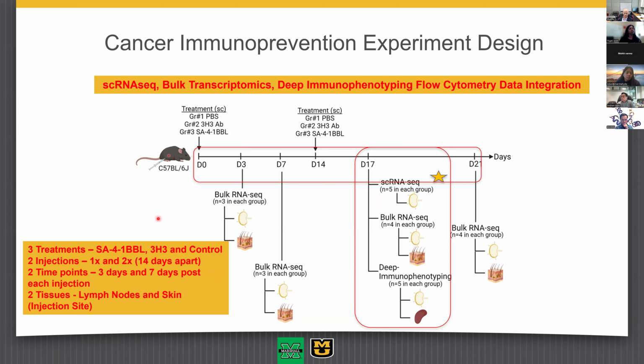And so this was a very complex experimental design where you have these three treatments. There are two injections that are given 14 days apart. There are two time points and samples collected at 3 and 7 days for every injection. And then there are two sites, the lymph node and the skin, where at each and every place you have two tissues that are collected. So there's a very complex design for this method.